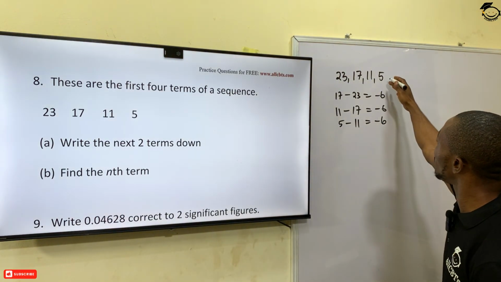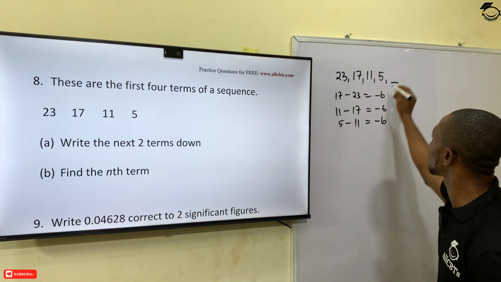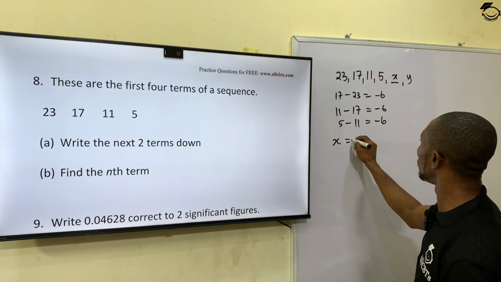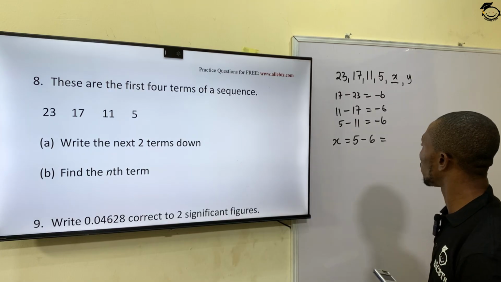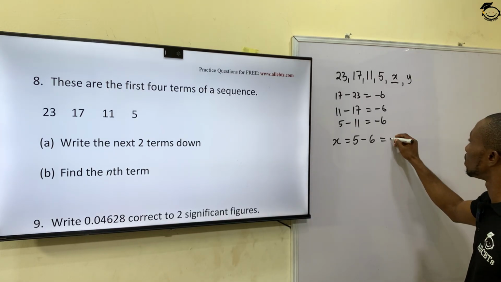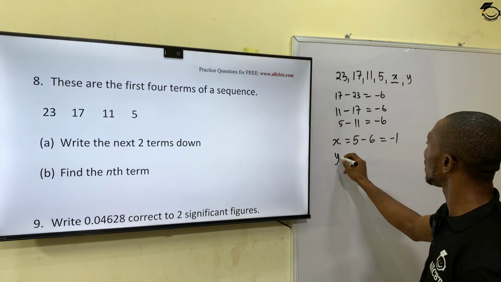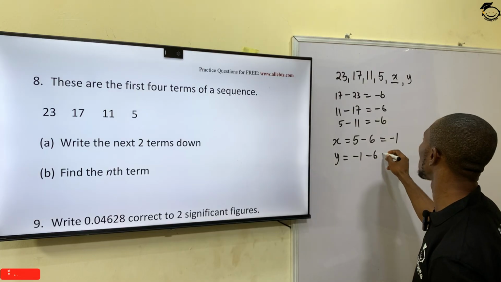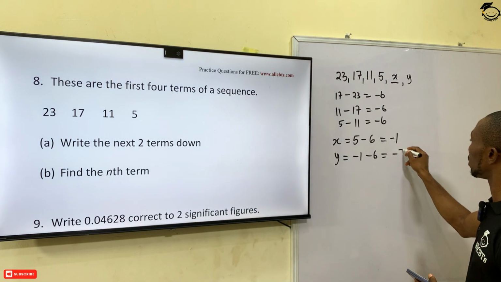So for our next term here, would be 5. Let's call this x and y. So for x will be 5 minus 6. And 5 minus 6 will give us minus 1. Okay? And for y, our next term will be minus 1 minus 6. And minus 1 minus 6 would give us a minus 7.